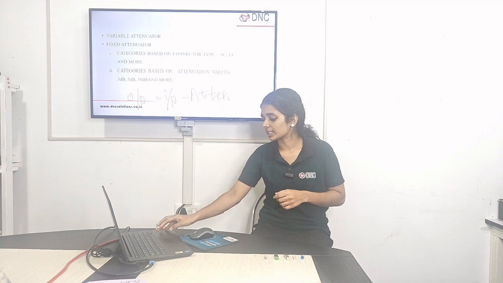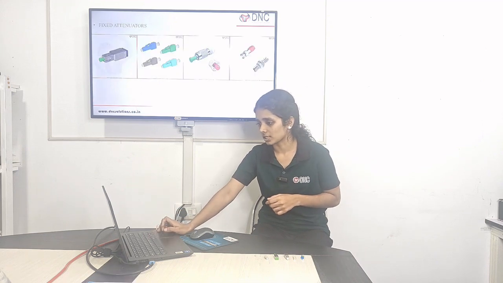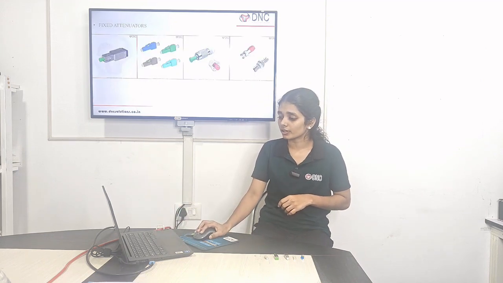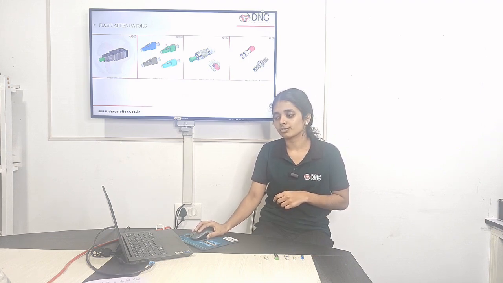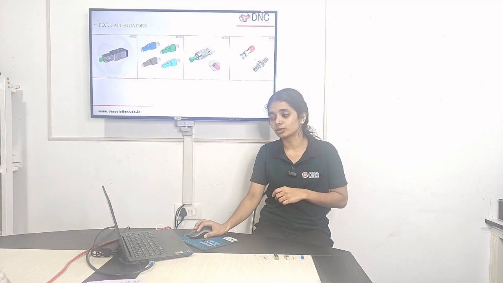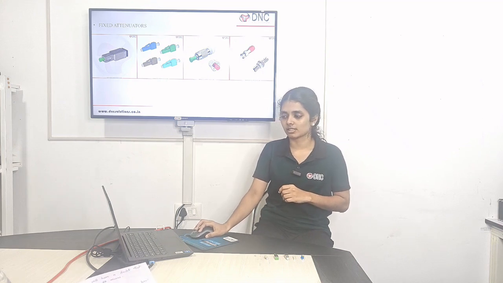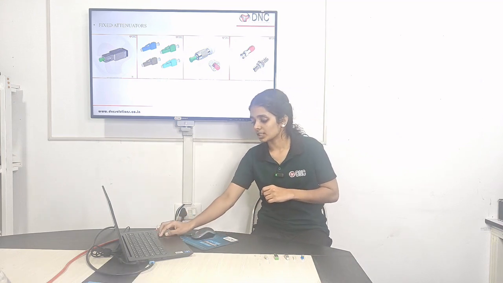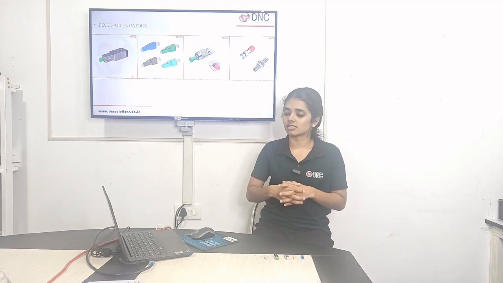Next, I will show you some of the connector variations in attenuators. The first one shown here is SC-APC. The second image shows the LC attenuators. The third one is FC attenuators, and the fourth one is ST attenuators. These are the commonly used attenuators.